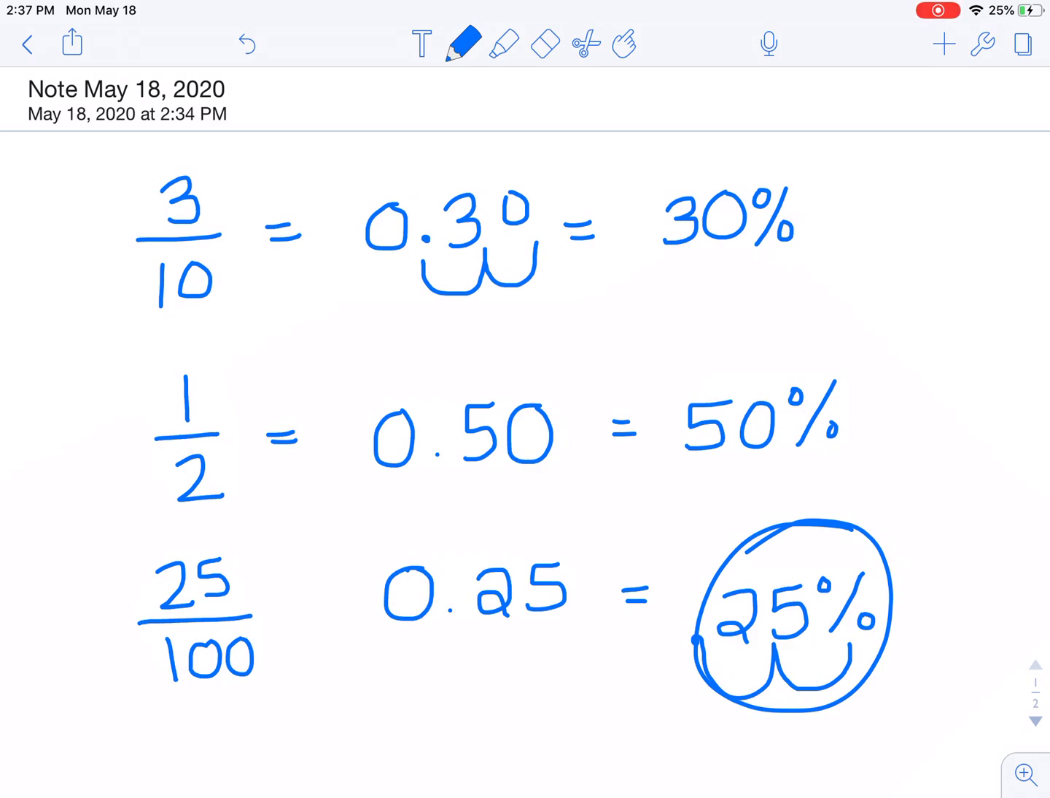25% is 25 over 100. You could reduce that if you wanted, because 25 can go into itself once and it can go into 100 4 times. But if you did 25 over 100, you'll still get credit. So you have to be able to go back and forth, okay, from a percent to a decimal and back, okay? So that is one portion, all right?